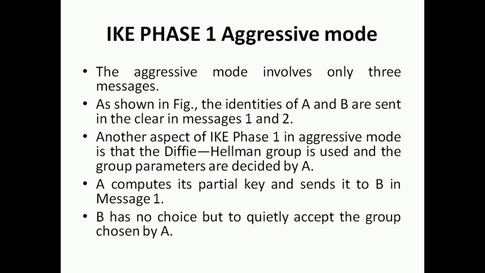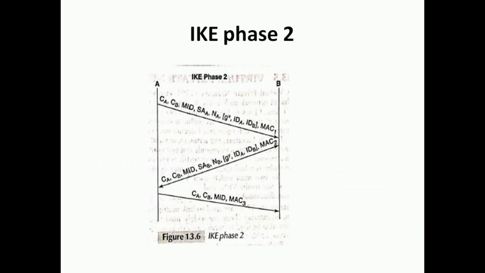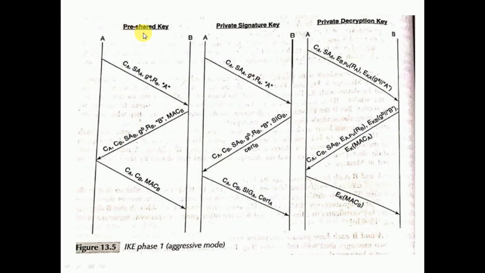Next is aggressive mode. The aggressive mode involves only 3 messages. Pre-shared key, private signature key and private decryption key, as there is only a 3 message exchange. So the identities of A and B are sent in the clear in the 1 and 2 message. Then the Diffie-Hellman group is used and the group parameters are decided by A. That is what is done in this message.